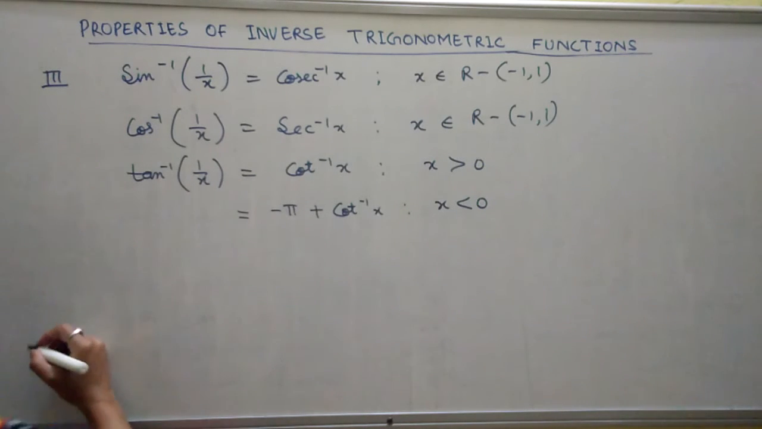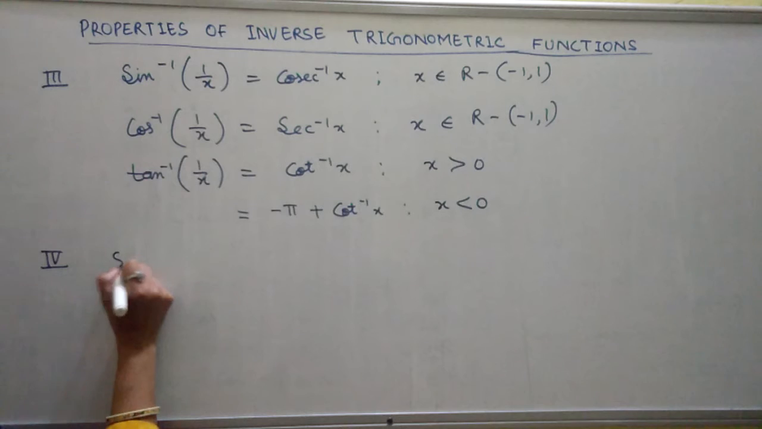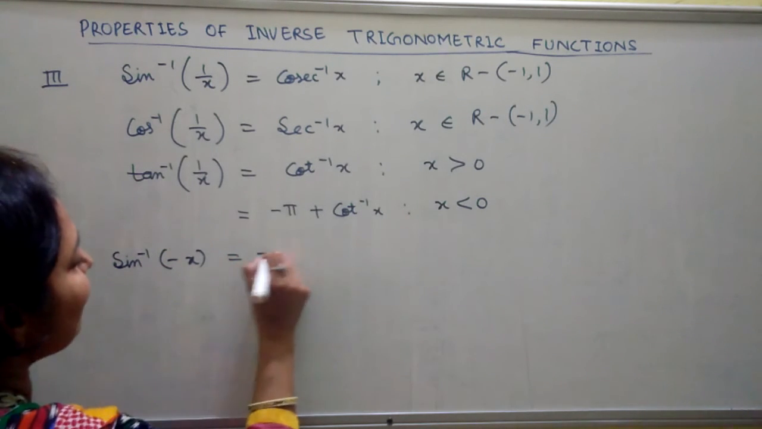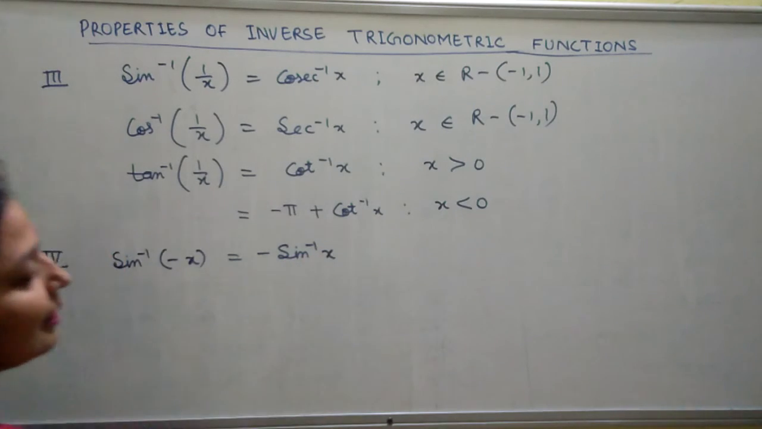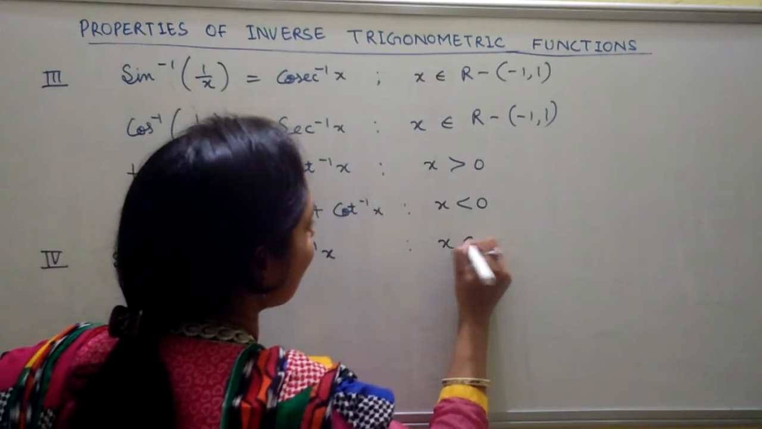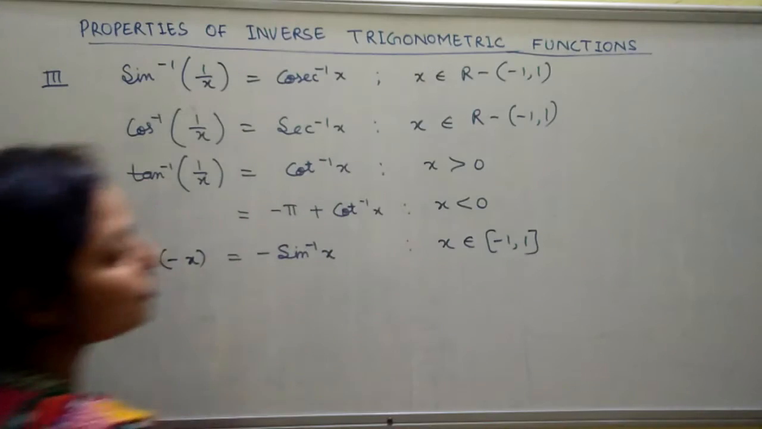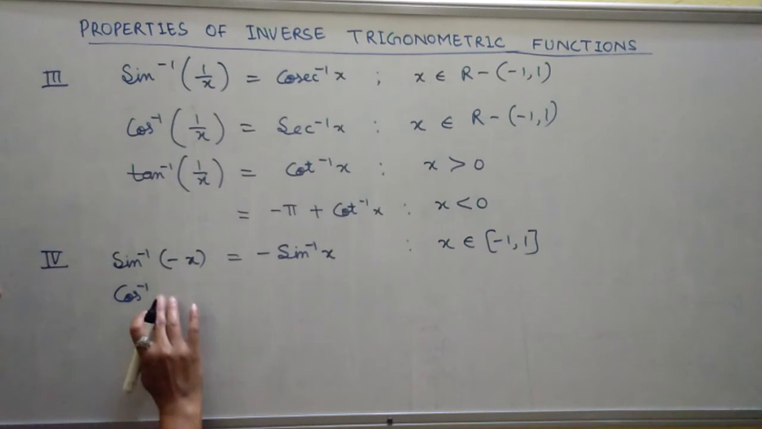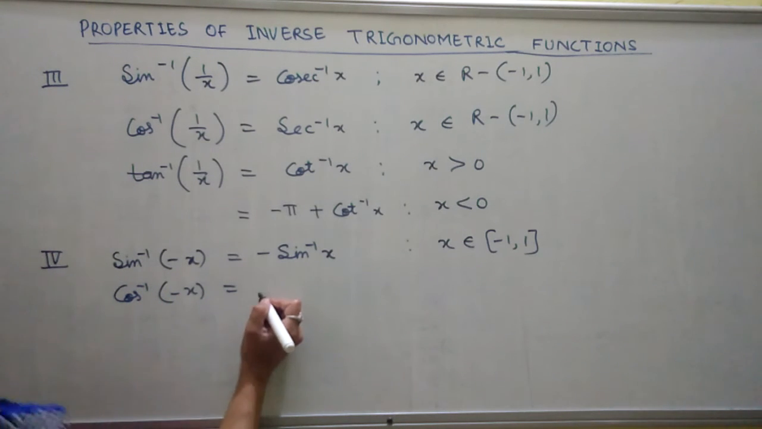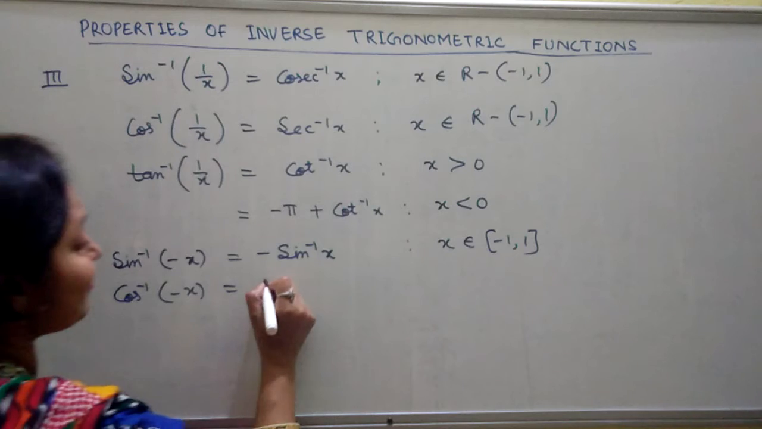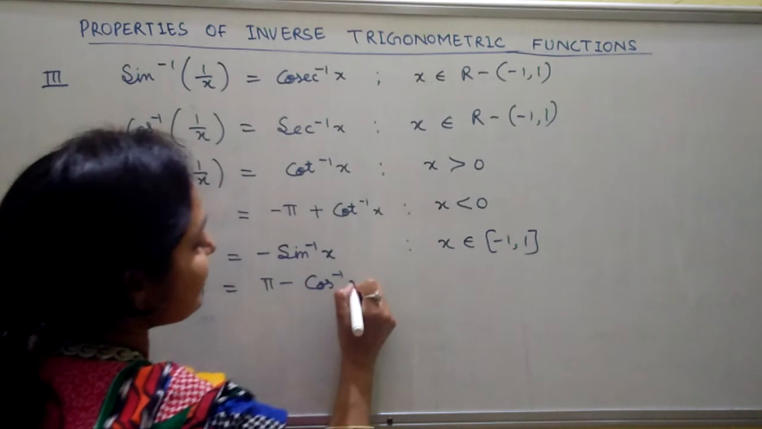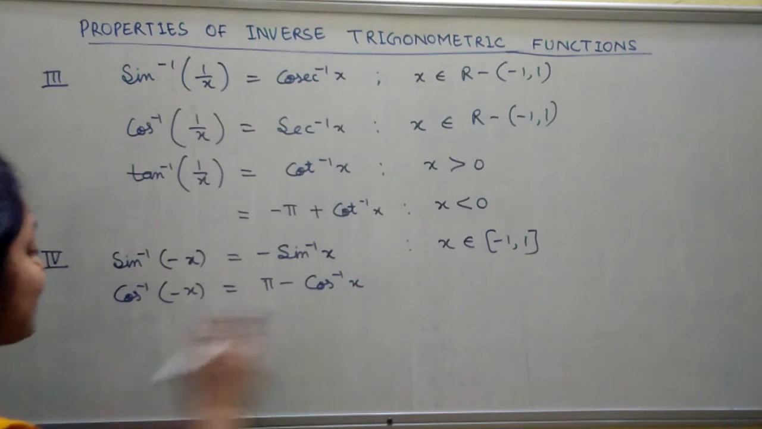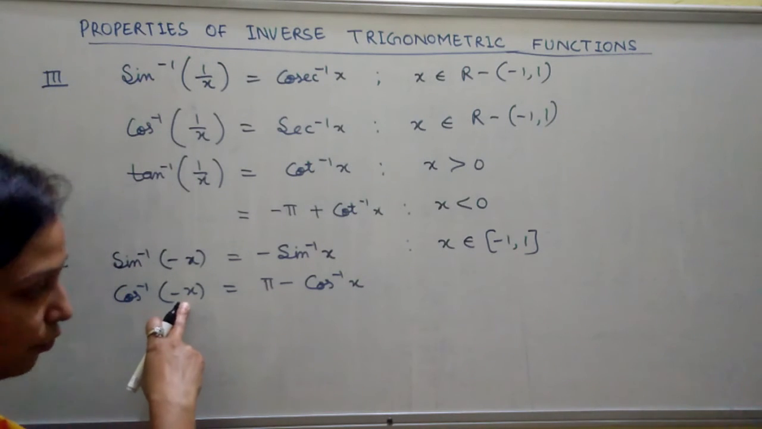Now come to the fourth property. Fourth property is we have to check sine inverse minus x, that is minus sine inverse x. The condition is x belongs to the closed interval negative 1 to 1. Cos inverse of negative x, not x, this is negative x, that is pi minus cos inverse x. So there is pi minus cos inverse x when there is a negative sign with the inverse function of x.